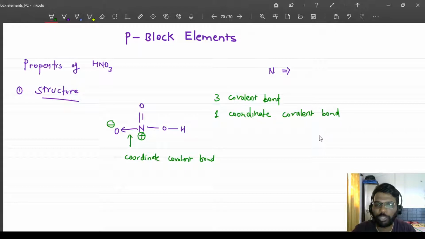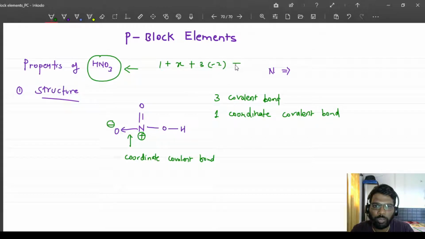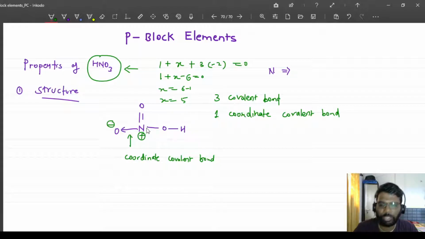So nitrogen cannot form more than four bonds, but the oxidation state of nitrogen over here is plus 5. If you want to calculate it, I'll put hydrogen as 1, nitrogen as x, and 3 into minus 2, which is equal to 0. So 1 plus x minus 6 is equal to 0. So x is equal to 6 minus 1, which is equal to 5. So the oxidation state of this nitrogen is plus 5, although it is not forming five bonds. So this is the thing about the structure.